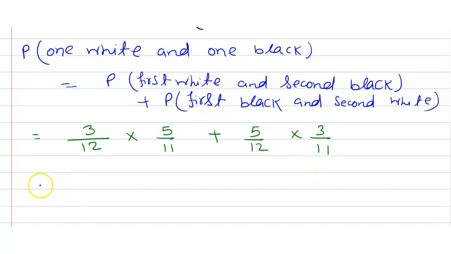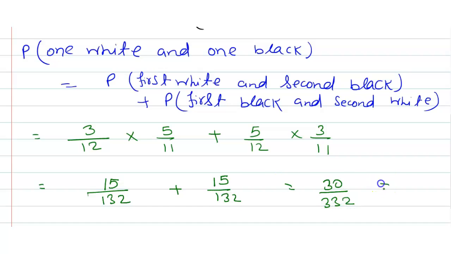Now we have to simplify. 5 multiplied by 3, we got 15. 12 multiplied by 11, we got 132. So 15 by 132 plus 15 by 132, then we got 30 upon 132. Then 5 by 22 is the right answer.